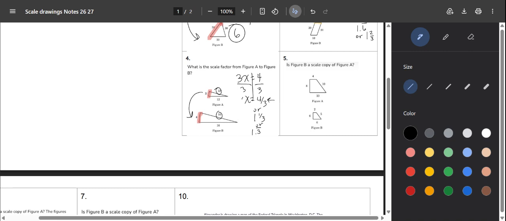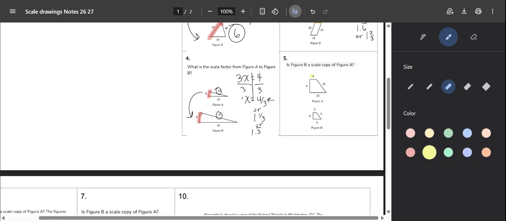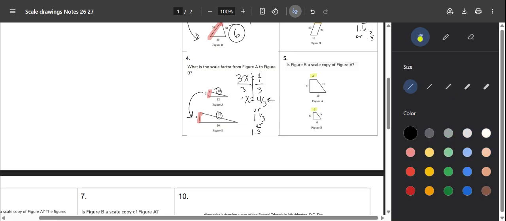All right, number 5, we are figuring out, is figure B a scale copy of figure A? For it to be a scale copy, number 1, it has to be the same shape. Is it the same shape? Yes, it is a trapezoid. Great. And you have to be able to multiply all of the sides on figure A by the same number to get their corresponding sides on figure B. So let's start with this short side here, and I'm going to figure out what do I multiply 4 by to get to 2.